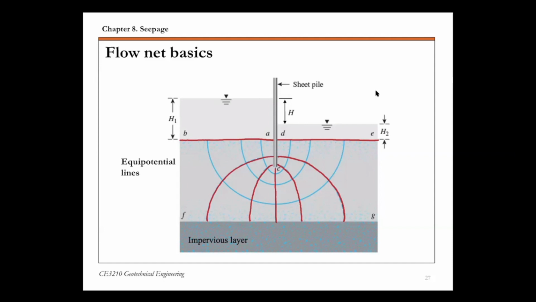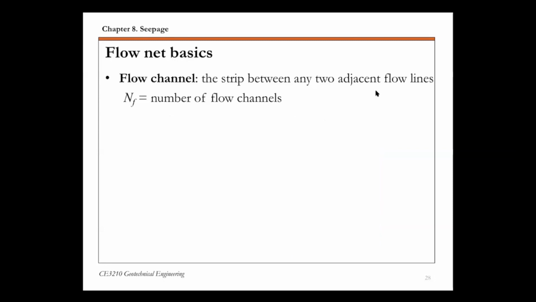So they're all highlighted in red on this slide here. Okay. So all these are equipotential lines. So these red curves. So these are the two basic types of lines in a flow net. And then some additional definitions.